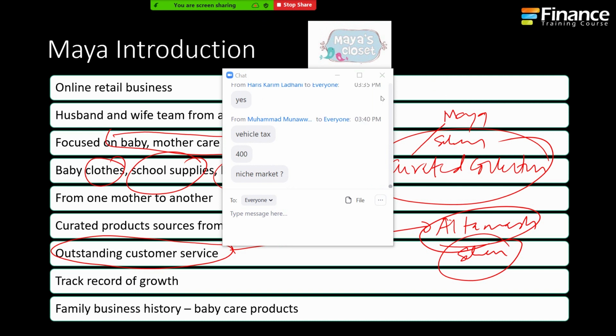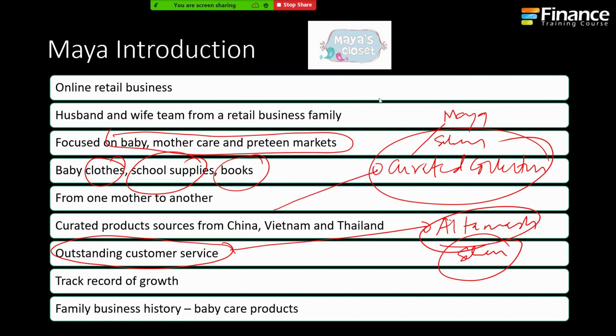Very niche market, very, very niche market, right? And then they grew and they did very well, right? And they had a history of family businesses, which is the primary background that they came from.